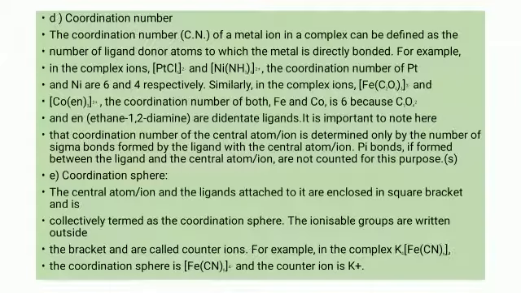Here a few more definitions are available in our book. First is coordination number. The coordination number of a metal ion in a complex can be defined as the number of ligand donor atoms to which the metal is directly bonded. For example, in PtCl6 and Ni(NH3)4, the coordination number of Pt is 6, whereas Ni is 4.